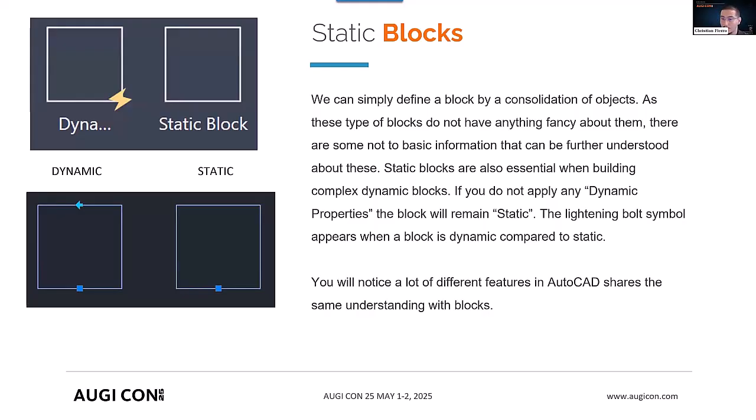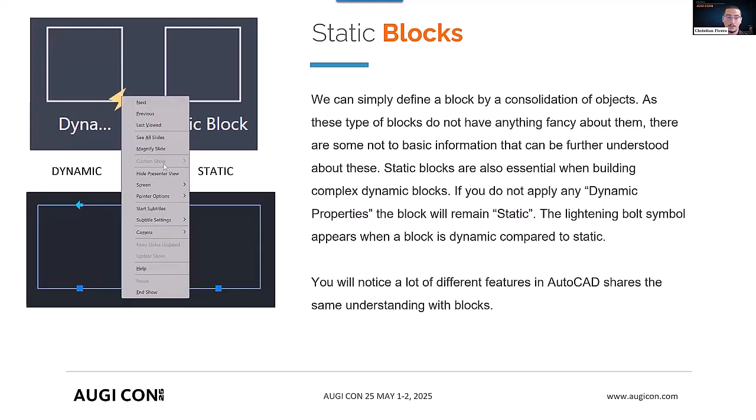So we can simply define a block by a consolidation of objects, as these types of blocks do not have anything fancy about them. There are some not so basic information that can be further understood about these. As you can see from my example on the left side, we have a dynamic property set. So really all that means is whenever I created this block, same exact object, nothing fancy about it at all, I just added in a dynamic property. I just added in a flip component to here. And as soon as I created that, it then created a lightning bolt symbol to it.